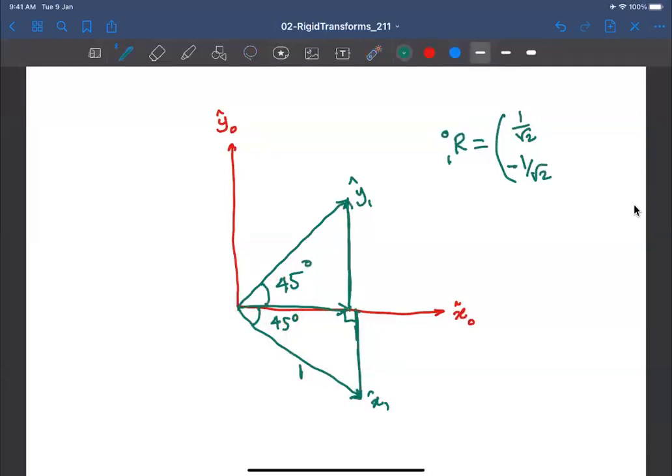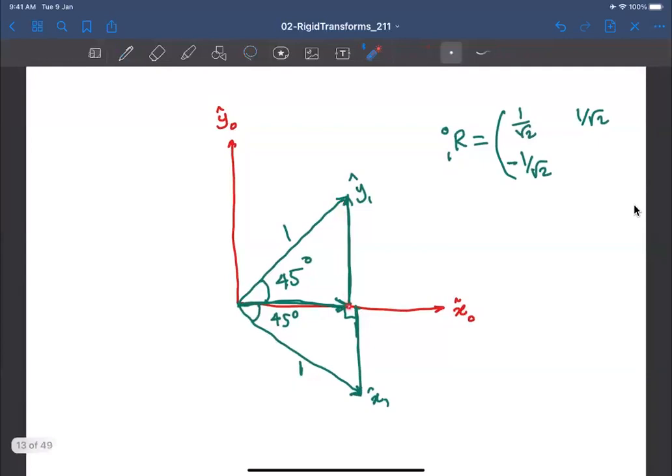So next, what is the x component of y1 now? Again, this is 1 also, because y1 is a unit vector, so its norm is 1. So it's 1 times the cosine of 45, which is 1 over square root of 2. And the y component is 1 times sine of 45, which is 1 over square root of 2.